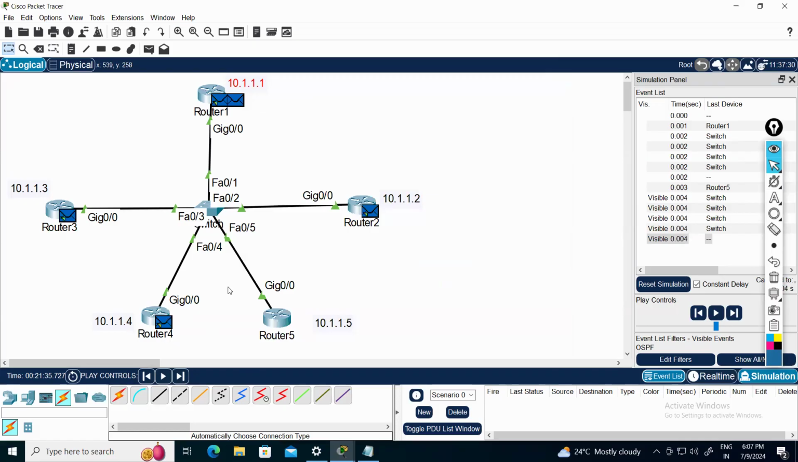And this way the information will be shared, so they will not keep on sharing the information with everyone, and we will not have a huge amount of traffic in our network.